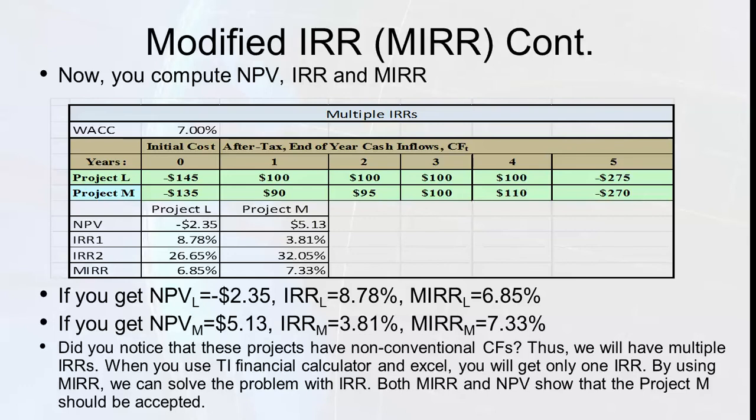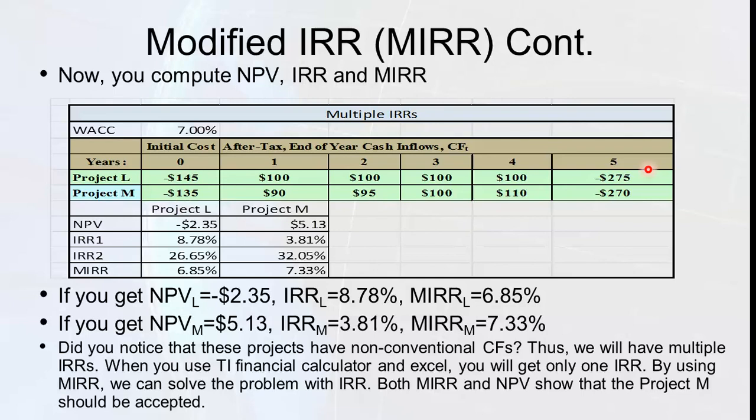Okay, so let's look at another example here. This example is basically for you to practice. Here we have projects L and M, and I have the solution for you, so you can look at the solution and try to find out the NPV, IRR, and MIRR. And as you can see, project M is preferable to project L using the NPV criteria.